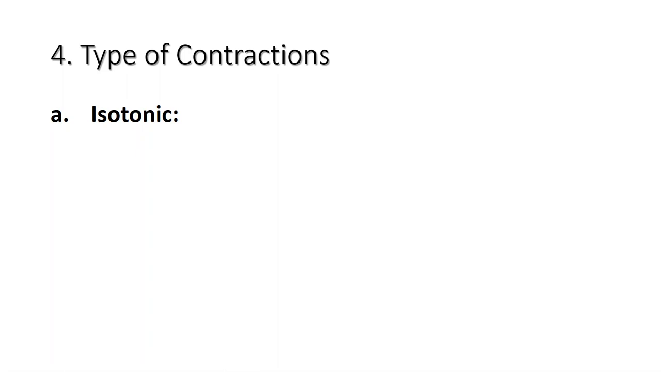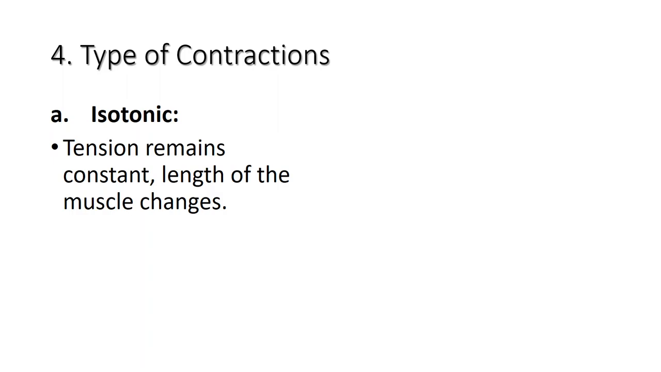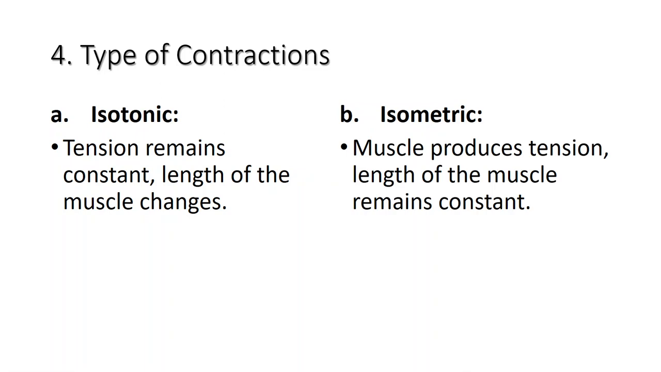In isotonic contractions, the tension in the muscle stays constant. A load is moved as the length of the muscle changes. An isometric contraction occurs as the muscle produces tension without changing the length of the muscle. Next, we shall look at the details of each of these types of contraction.